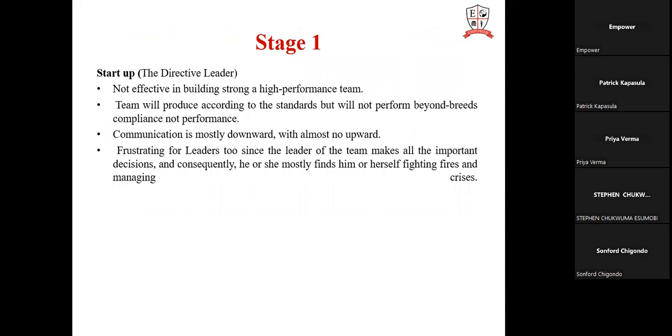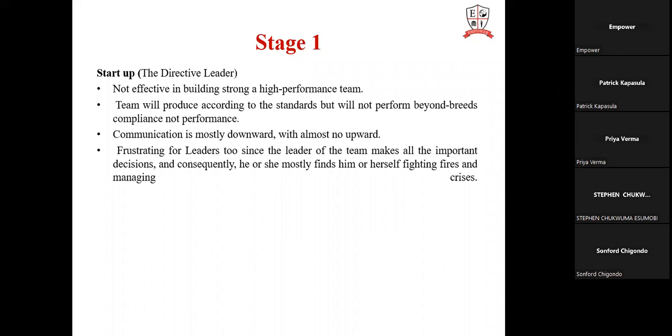So stage one, startup, the directive leader. It is not effective in building a strong and high-performance team. A team will produce according to the standards, but will not perform beyond that.